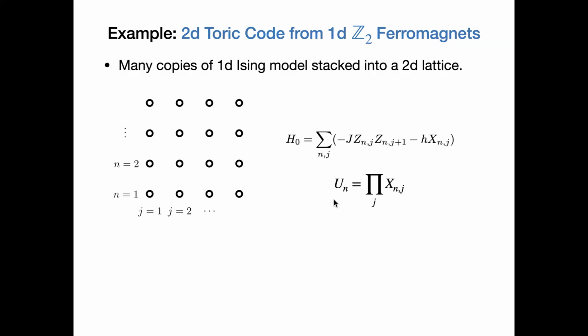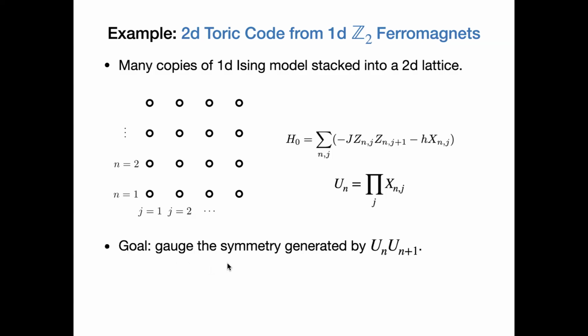So this Hamiltonian has a Z2 symmetry acting on each layer, and the symmetry generator for each layer is given by U sub n, which is the product of X acting on all sites on that layer. And according to the prescription just described, our goal is to sequentially gauge the diagonal Z2 symmetry generated by U_n times U_{n+1}. It actually should be U_{n+1} inverse, but since we are considering Z2 symmetry, there's no difference.